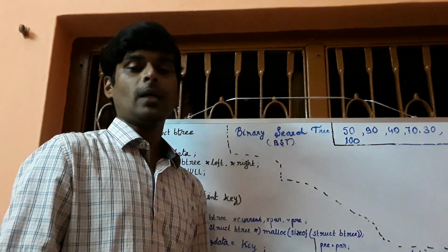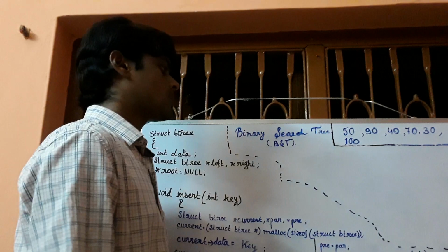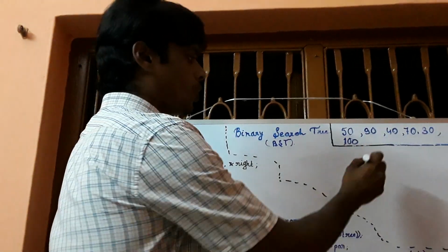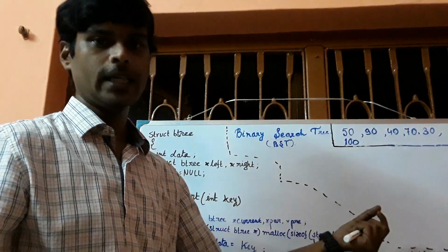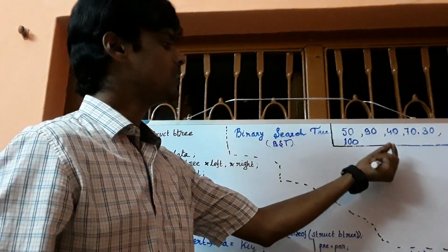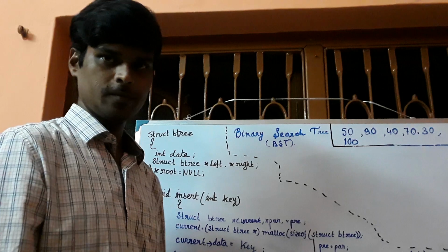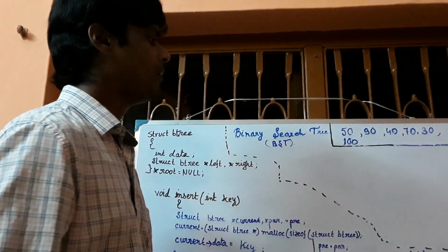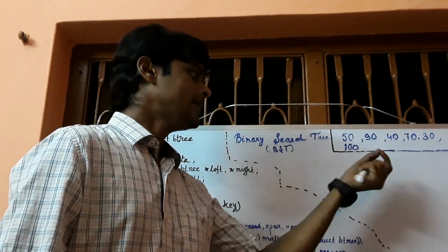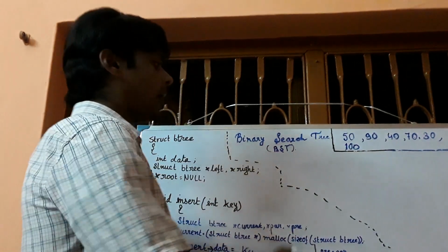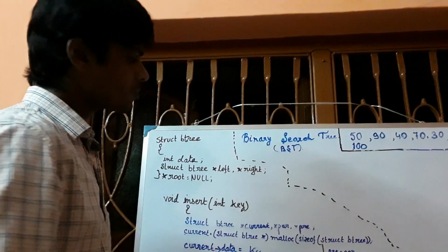And what are the properties of a binary search tree? The property of a binary search tree is that each node must be greater than its left children and smaller than its right children. Whenever we create a binary search tree, we have to keep those properties in mind and proceed accordingly.